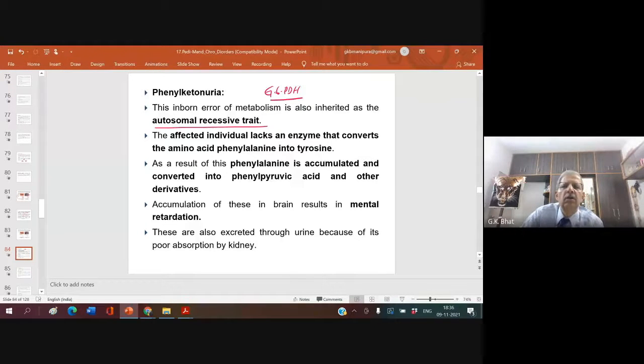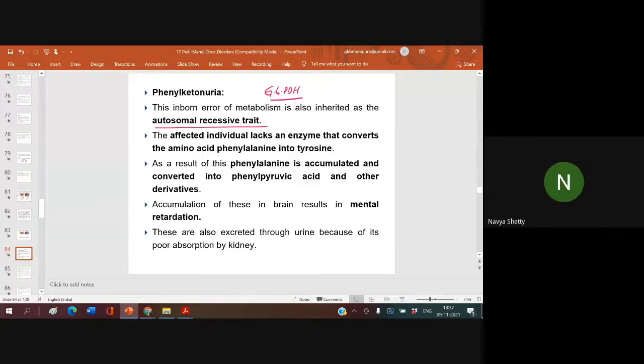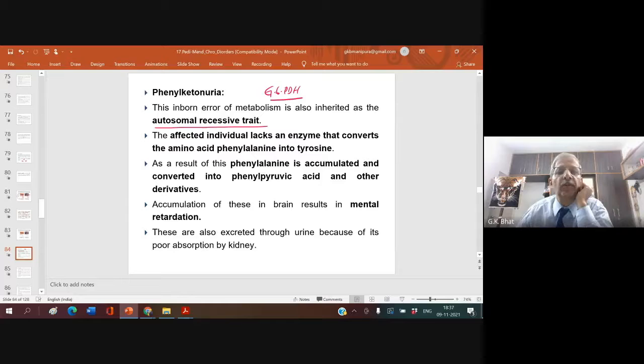Navya, yes, sir. G6PD deficiency is another example of a sex-linked recessive trait. As a result of this, the affected individual lacks an enzyme. What is that? In phenylketonuria, the affected individual lacks an enzyme that converts the amino acid phenylalanine to tyrosine. Remember, phenylalanine is an essential amino acid. This phenylalanine gets converted into tyrosine because of the enzyme, right? Phenylalanine hydroxylase. As a result of this, phenylalanine is accumulated and converted into phenylpyruvic acid.